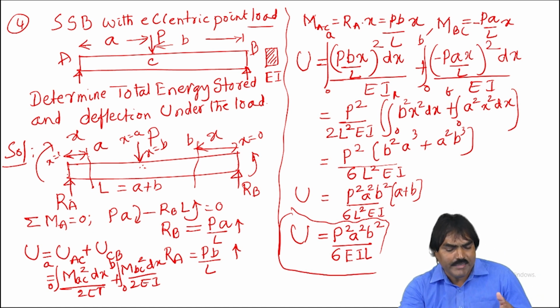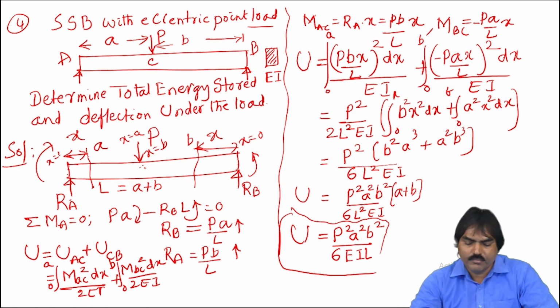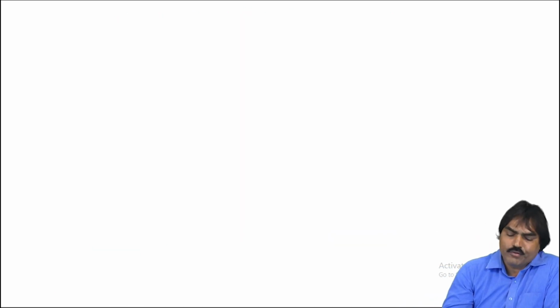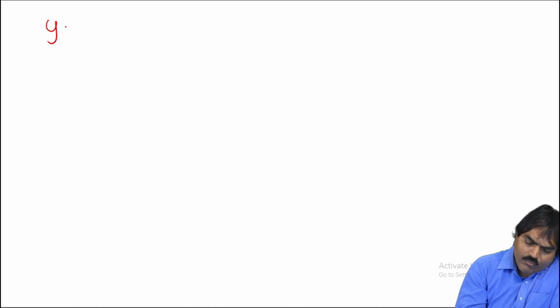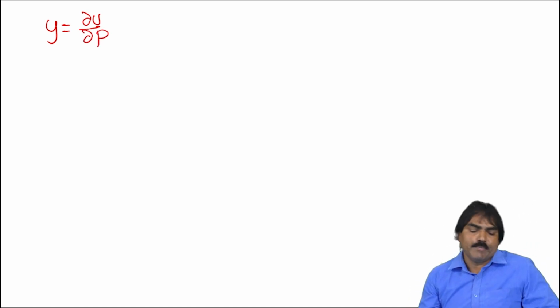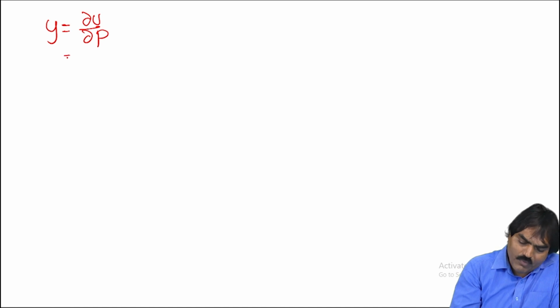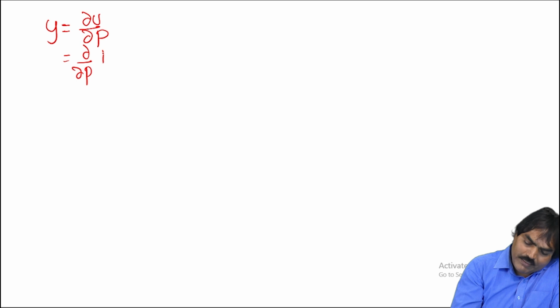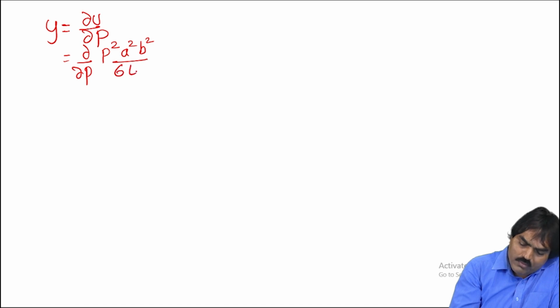Since we want to find the deflection under the load, now you can directly apply Castigliano's theorem. What is Castigliano's theorem? The partial derivative of total energy with respect to load at that point gives deflection at that point. Therefore, when you differentiate that with respect to the load, that is P square a square b square by 6 EIL.